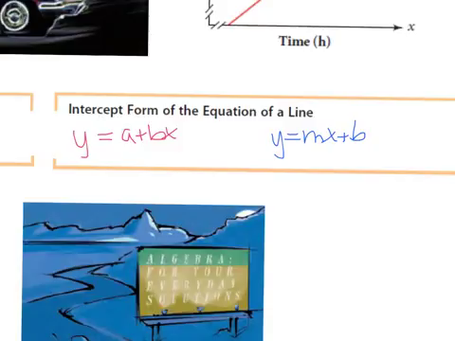Okay? The b is attached to x in our first form, so that's our slope. And the m is attached to x in the second version, so that's our slope. And in both of these equations, the constant is the y-intercept.